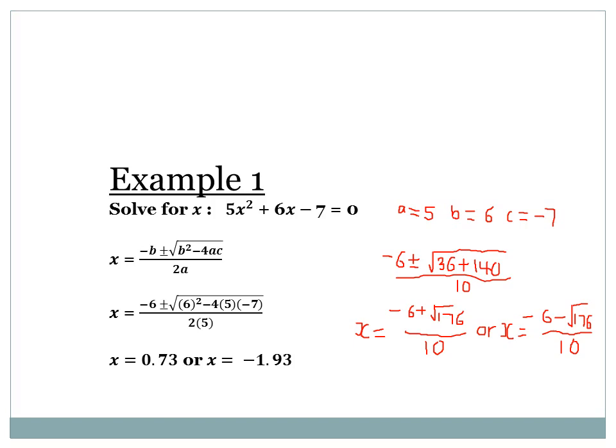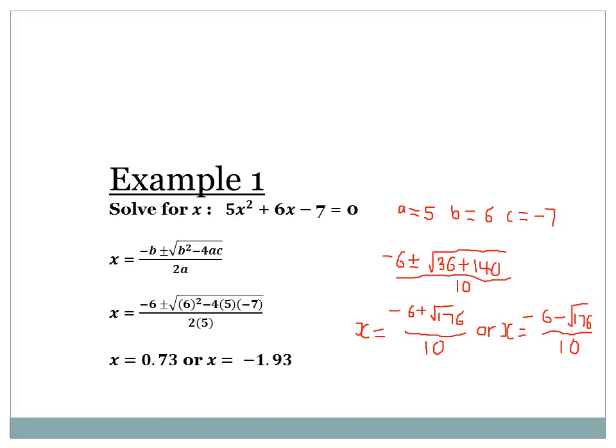Now in the formula we have b, we have a, we have c. We have to determine the value of a, the value of b, and the value of c. The value of a is the coefficient of x squared, which is 5, and the value of b is the coefficient of x, which is 6, and the value of c is negative 7. Now, the next step is for us to put the values of a, b, c into the formula.